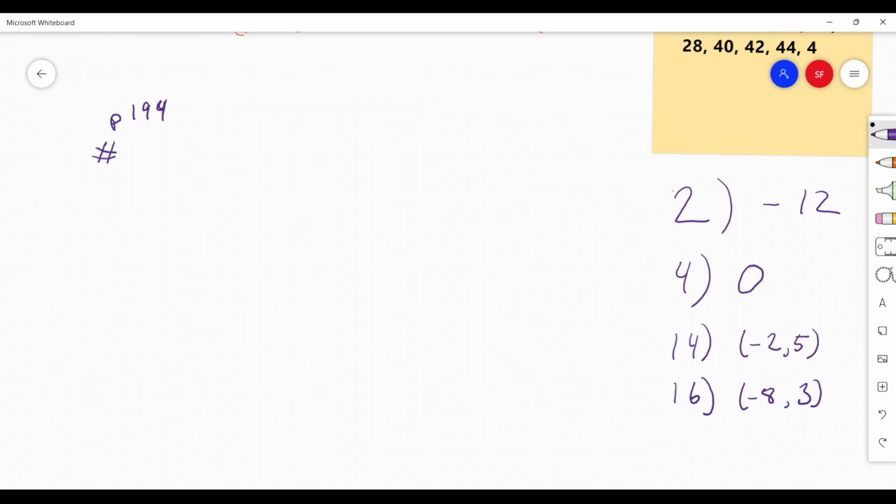Okay, like I was saying, page 194, number 14. So number 14 was 5x + 6y = 20, and -3x - 7y = -29.